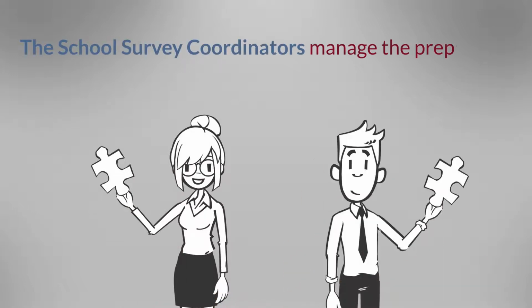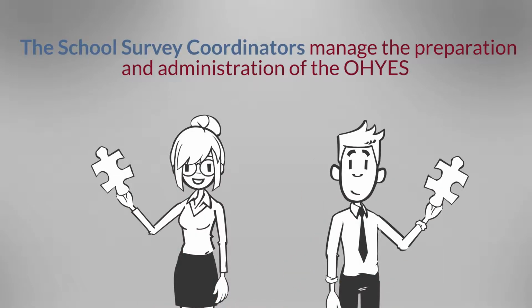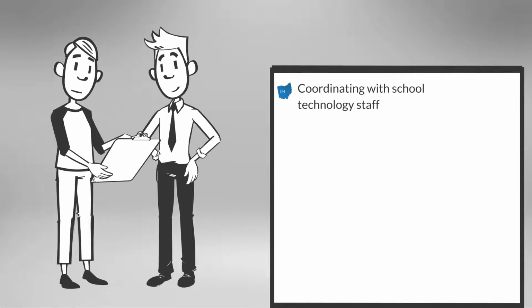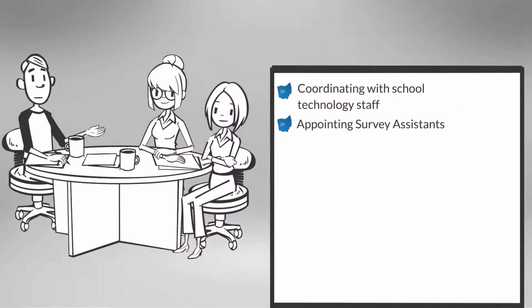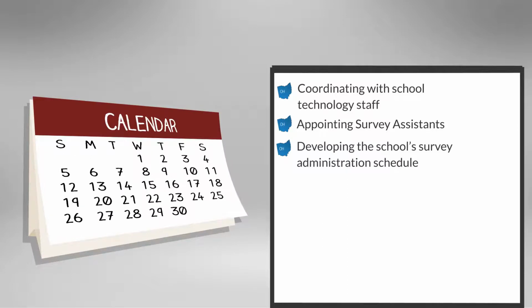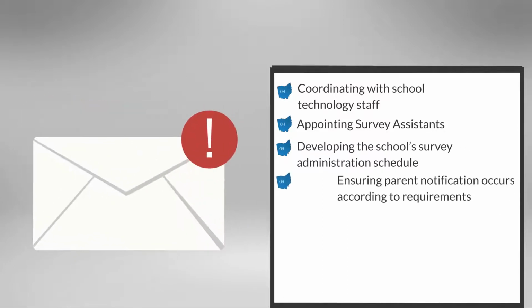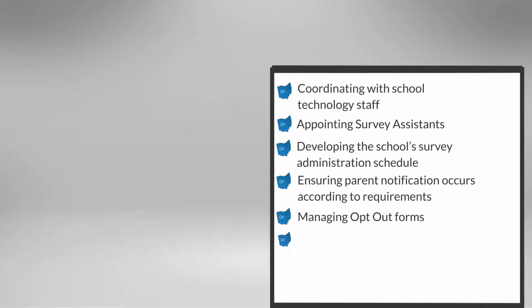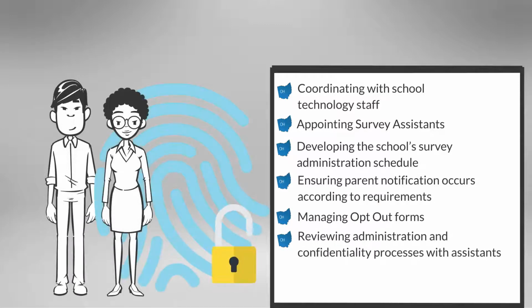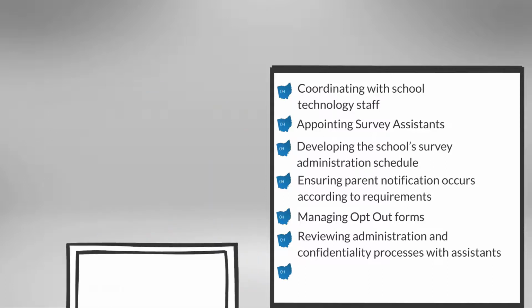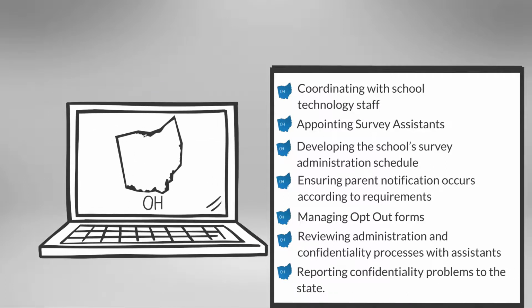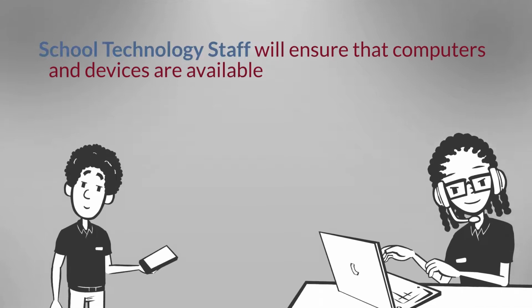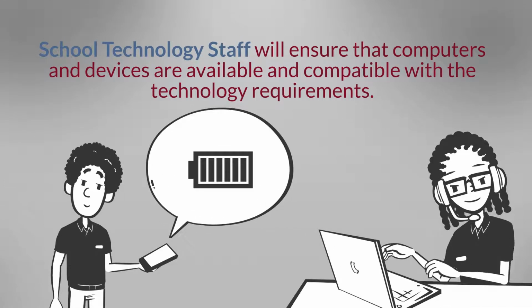The school survey coordinators manage the preparation and administration of the OHYES by coordinating with school technology staff, appointing survey assistants, developing the school survey administration schedule, ensuring parent notification occurs according to requirements, managing opt-out forms, reviewing administration and confidentiality processes with assistants, and reporting confidentiality problems to the state. School technology staff will ensure that computers and devices are available and compatible with the technology requirements.